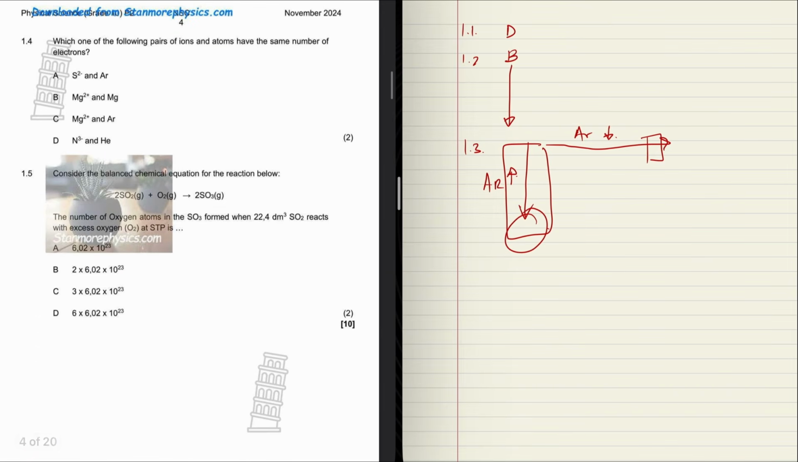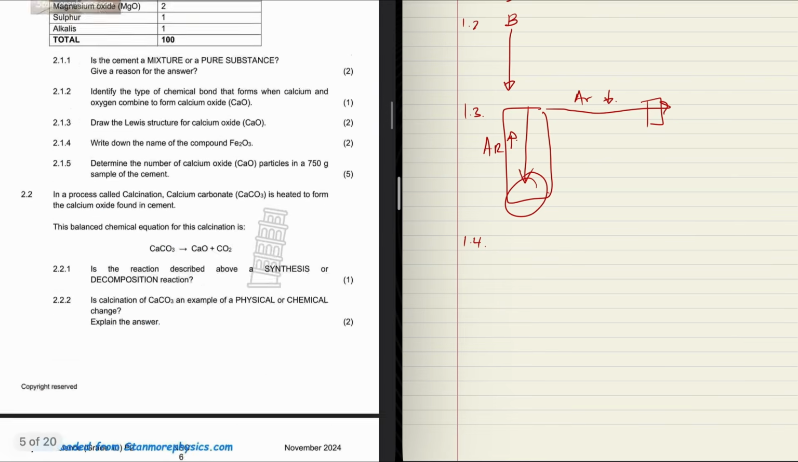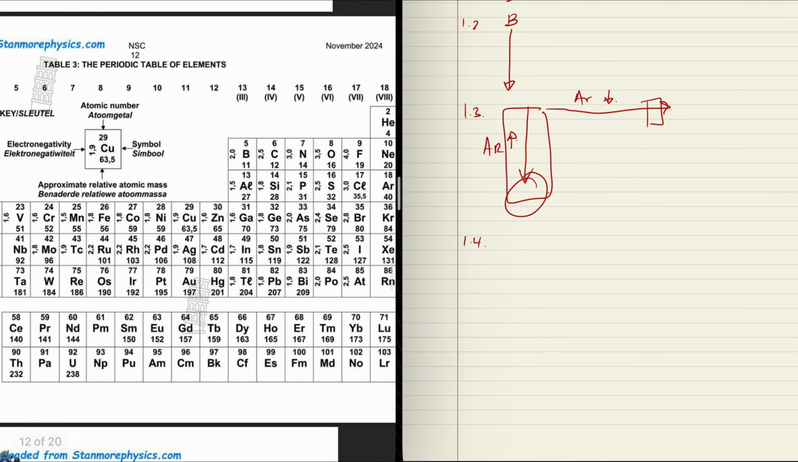Question 1.4, which one of the following pairs of ions and atoms have the same number of electrons? Okay, so S2 minus, so that's essentially sulfur, and 2 minus means that it has gained 2 electrons, and argon. So let's refer to the periodic table. So sulfur is here. So sulfur has an atomic number of 16.